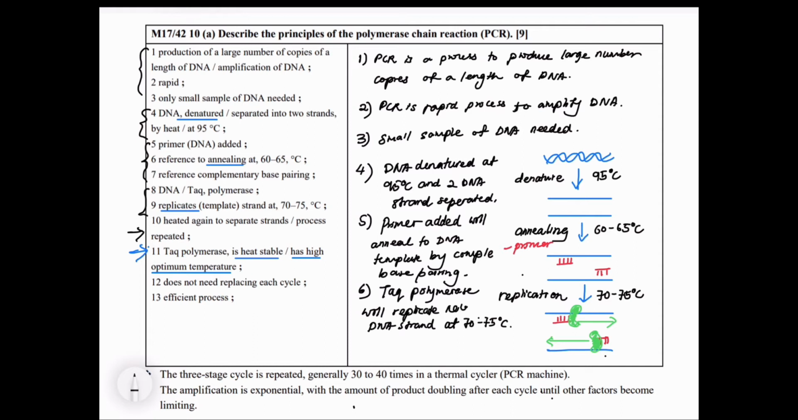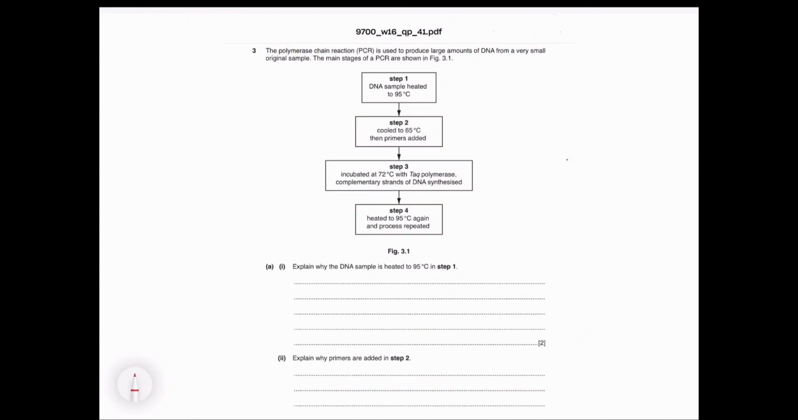And take note, when you talk about the role of DNA polymerase, there are 2 main features which we're going to see how you apply in answering structure questions. This question on PCR came out in October-November 16, paper 41. So you will see that the question actually gave you the steps, but they wanted you to be able to analyze the importance of each step.